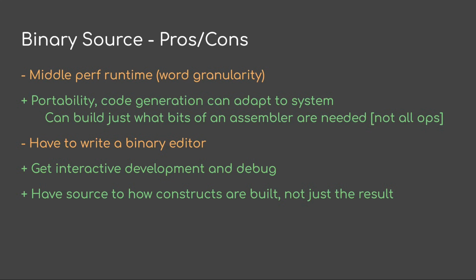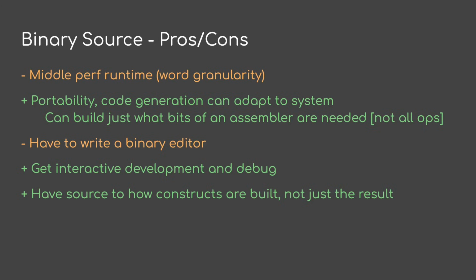Of course, the next jump up from that is going to binary source. This would be middle performance runtime because now you're working at a word granularity inside your interpreter. You have portability because you have code generation that can adapt to the system. Meaning as you interpret your code, you can look at what's underlying in the hardware and you can make changes to how the code is generated at runtime. You can build just what bits of an assembler are needed. You don't need to build out everything like you would with, say, a disassembler tool or an assembler tool.